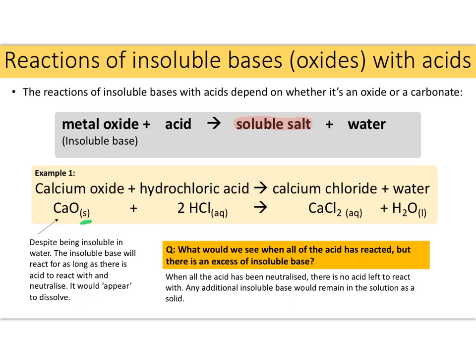So the calcium oxide is a solid. We've got a solid on the left-hand side, and we don't have any solid on the right-hand side. So what's going to appear to happen is it's going to appear to dissolve. It's not actually dissolving, it's reacting, but that's what it's going to look like. And that will continue to happen. It will appear to dissolve for as long as it's reacting with an acid. So if we want to make sure that we have neutralised all the acid, we simply have to keep adding the calcium oxide or the metal oxide until the metal oxide stops appearing to dissolve, because that will mean that the acid has all been used up.